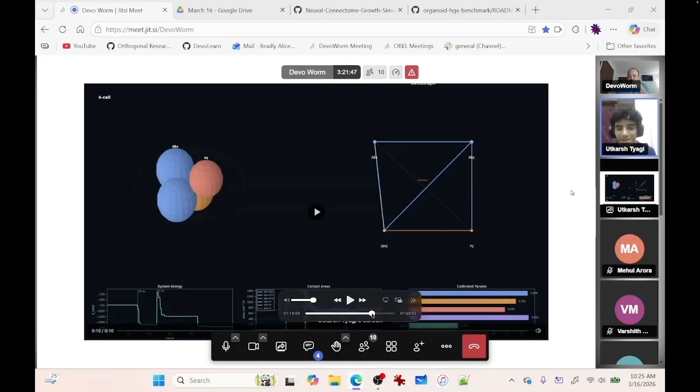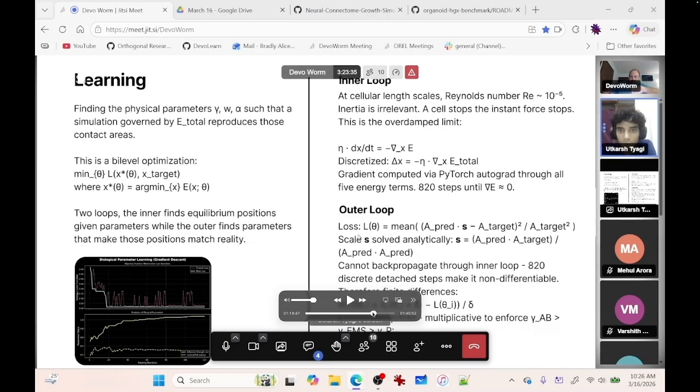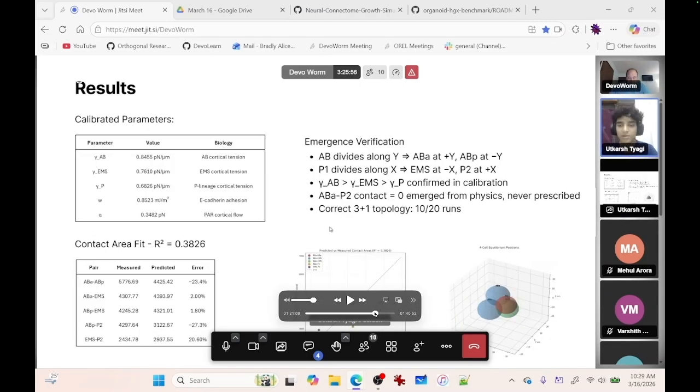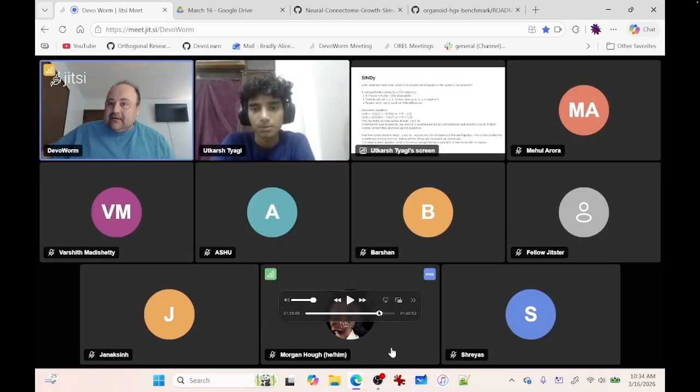Then we had our GSOC students or GSOC aspirants give talks. So we had this talk by Utkarsh Tyagi. He was doing some 3-dimensional modeling and building a biophysical model. Really interesting stuff that he was presenting. So he had a bunch of things related to biophysics that he was modeling here. And he was using this package Cindy as well as GNNs to do some of this.